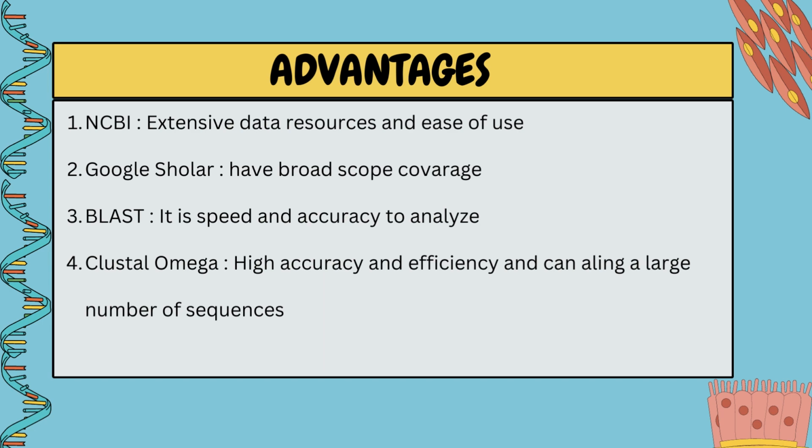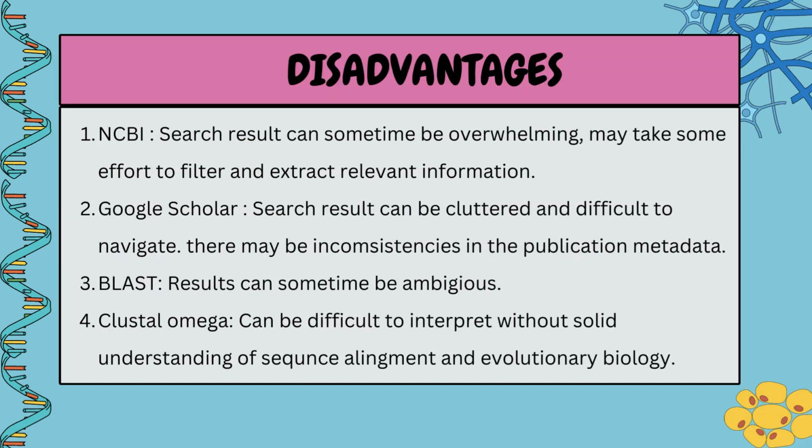Databases have revolutionized the way scientists access and retrieve information and have become essential tools in their research. However, these databases also have limitations and potential issues that need to be taken into consideration when using them. The first one is the disadvantages of NCBI. The amount of data on NCBI can be difficult to navigate, particularly for researchers who are new to the database. The availability of data can vary depending on the taxa or research question of interest.